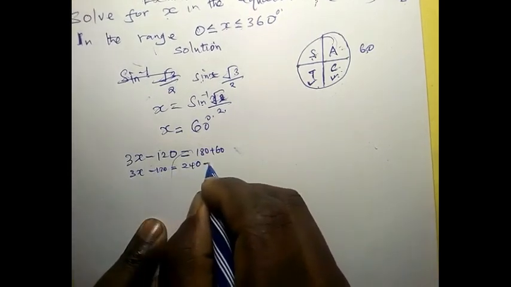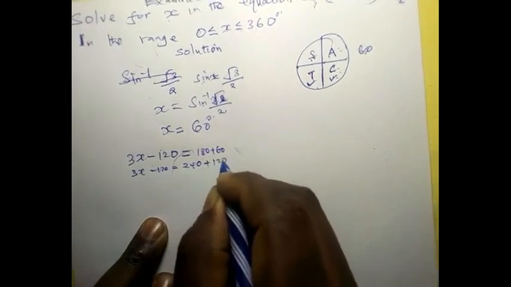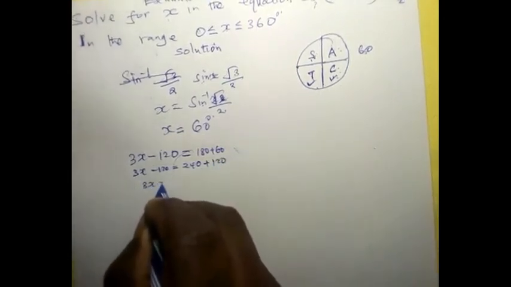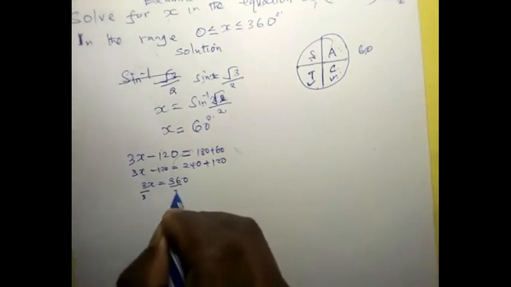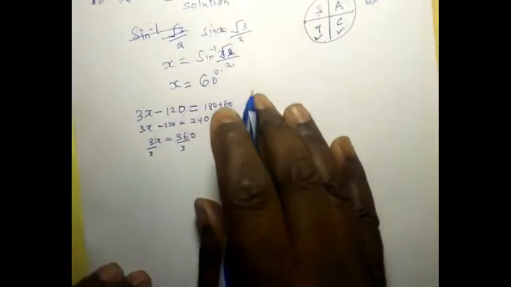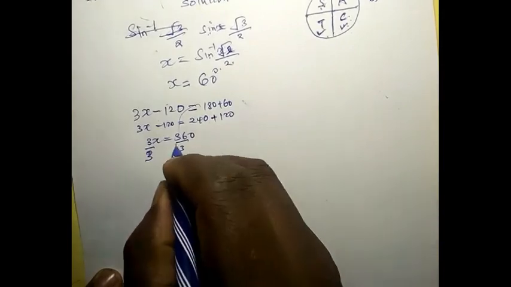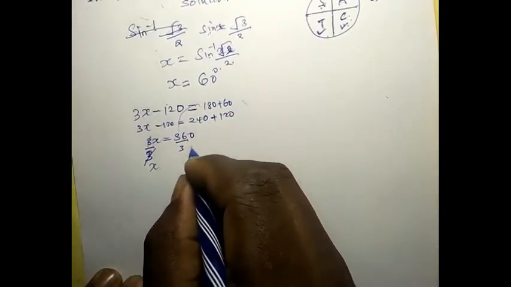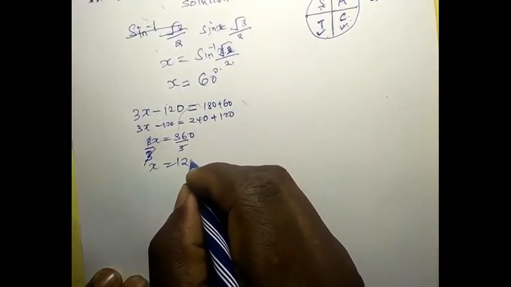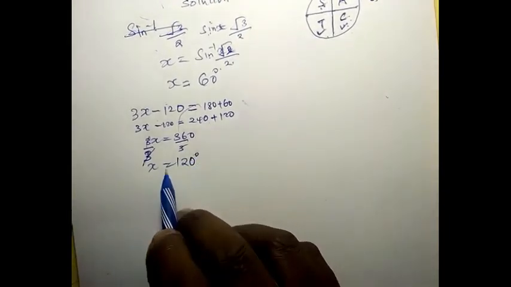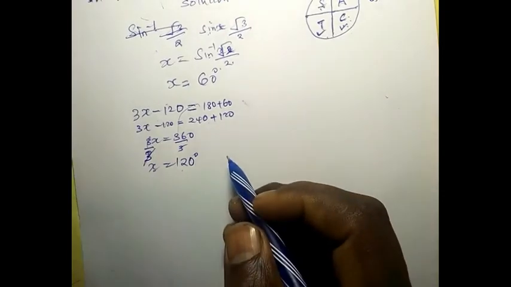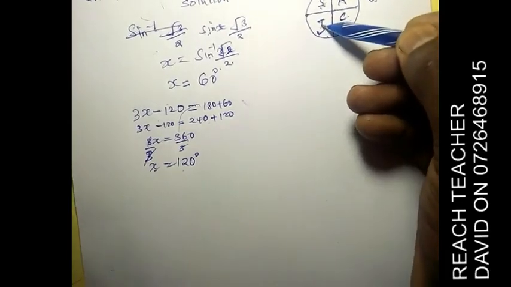Like terms together, we are going to add 120 here. So 3x will be equal to 360. We want the value of x, so divided by 3, divided by 3. So x is equal to 120 degrees. So the first angle for x is 120. That is when we are in the third quadrant.